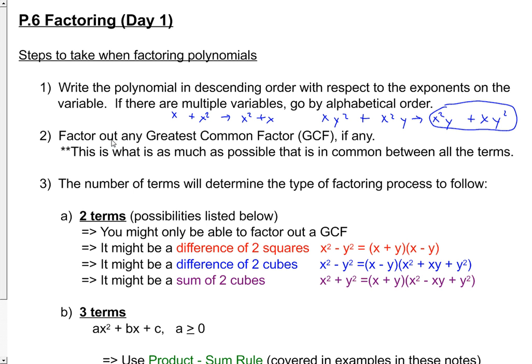The next thing you want to do is factor out the greatest common factor, if there is one. And just so you know, this is what we have as much as possible that is in common between all the terms.